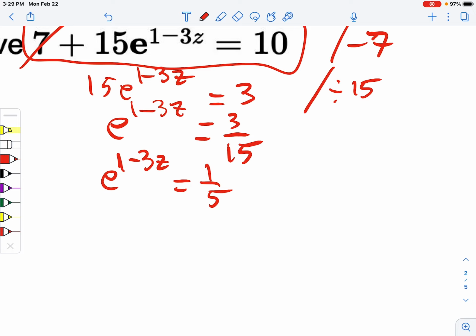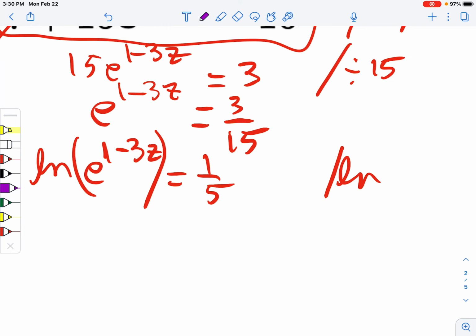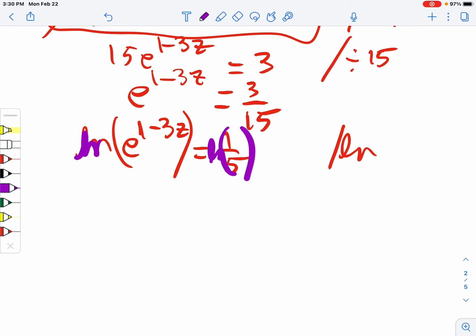Now, once I get to this point, it's just like when you were working with base 10 exponents. We used to take the log of both sides. Now we can take the ln of both sides, right? Because if I ln both sides, then I will have this. I should have done that in the same color, ln of both sides. Now, what is the ln of e? Well, the ln of e is 1. So what this represents is just 1 minus 3z.